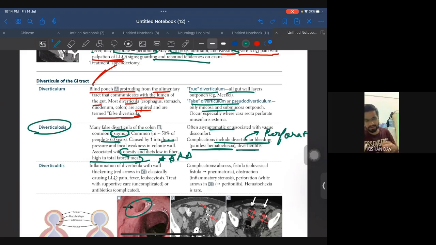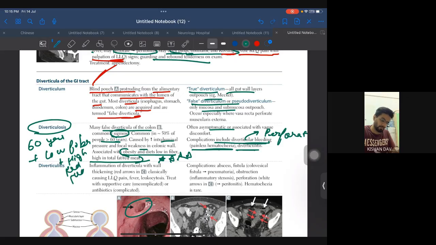So if the question comes about diverticulosis, remember 60 years, then low fiber diets plus high in red meat. All this is important when you are considering diverticulosis. Now moving to diverticulitis.